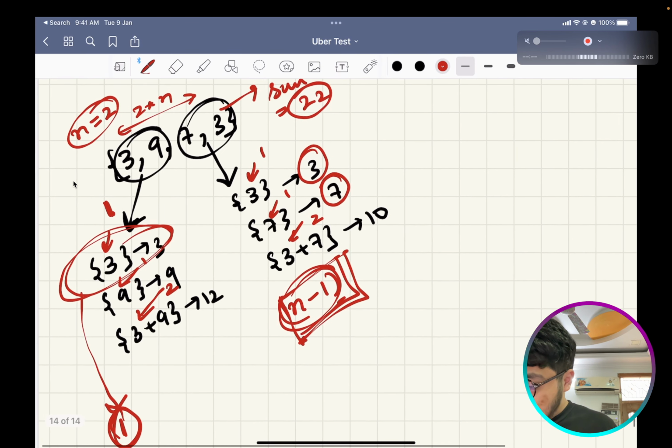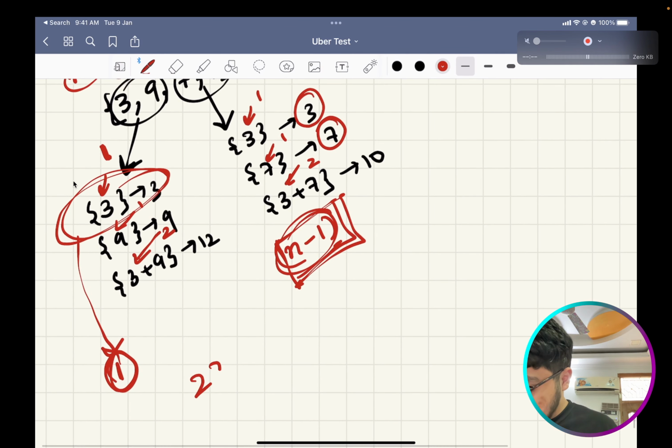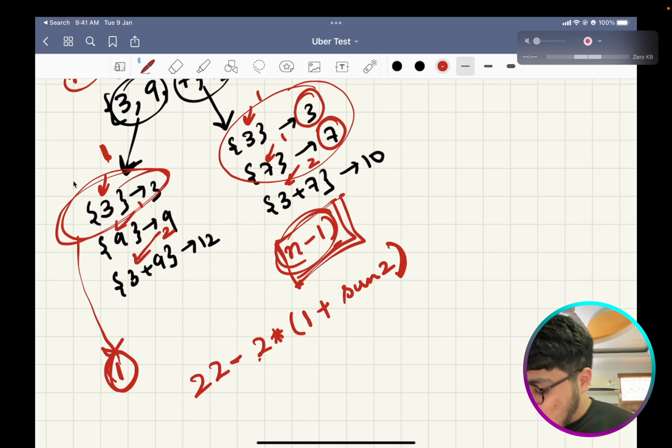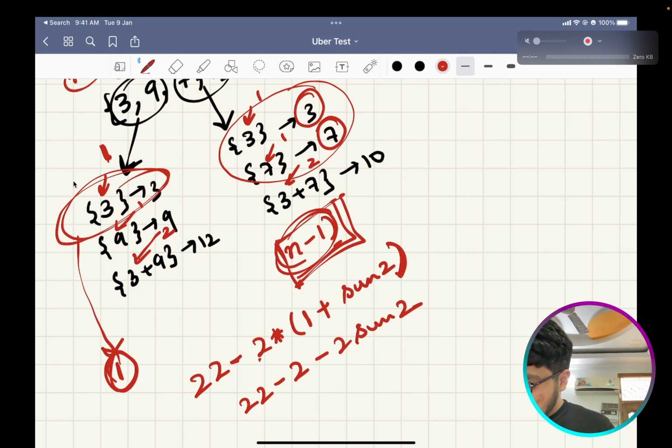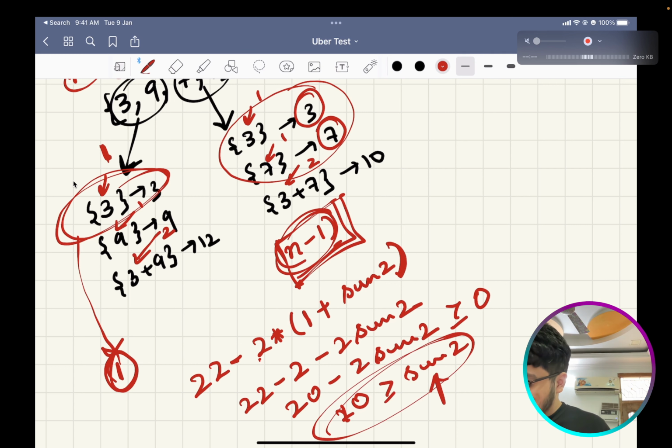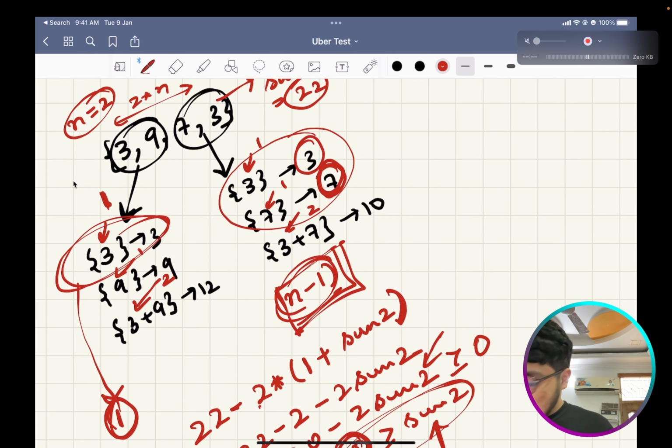So 22 minus 2 into sum 1, like sum 1 as I know is 1, right? And for sum 2 I need to check which is my minimum value, which is my maximum value, which is closer to 22 minus 2 into sum 1. So I want whichever sum 2 is very close to this 10 to be my optimal result. So in this case 7 would be chosen.